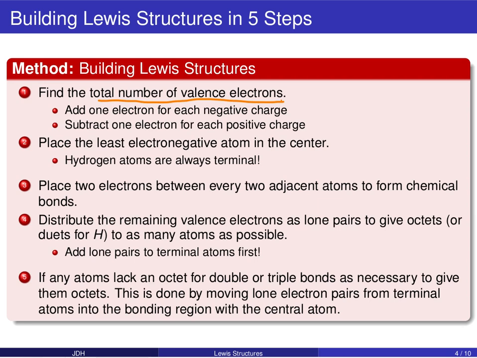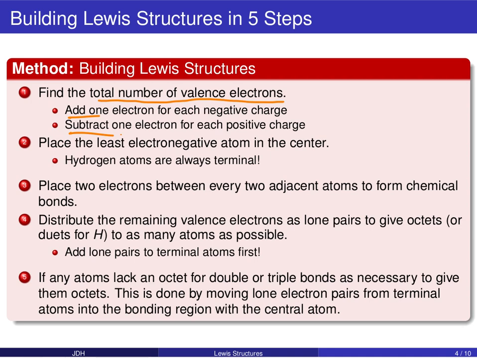And then, of course, if you're dealing with a compound that has a negative charge, well, that negative charge means that you have an extra electron. So for each negative charge, you'd have to add 1 electron. And of course, if you have a positively charged species, then you're going to be subtracting 1 electron for each positive charge. Okay?